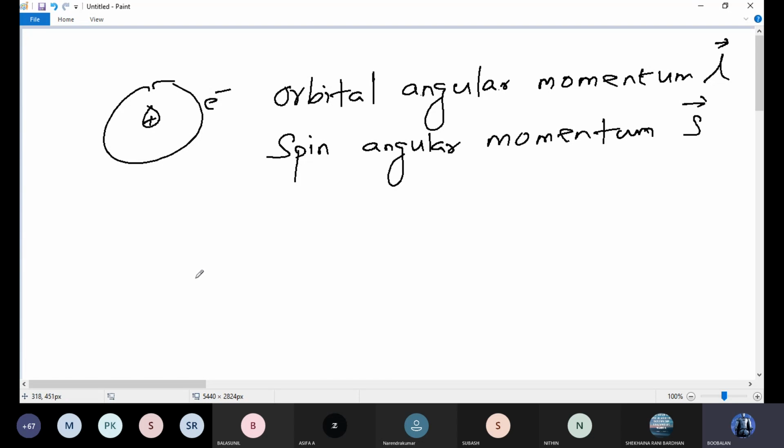So what is spin angular momentum? The definition I'm telling you, please note it. The magnetic moment possessed by an electron due to its spinning motion.